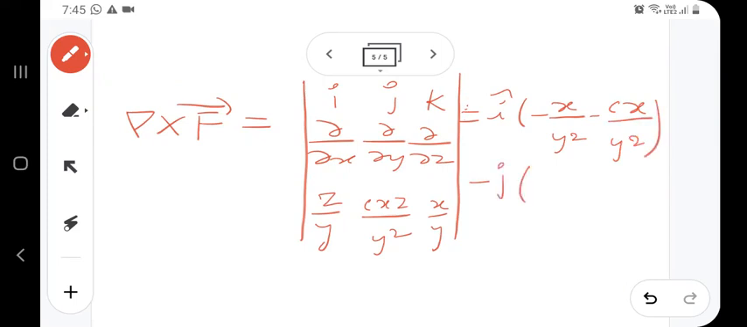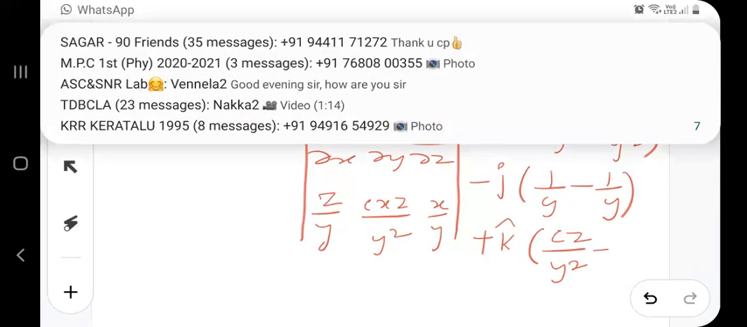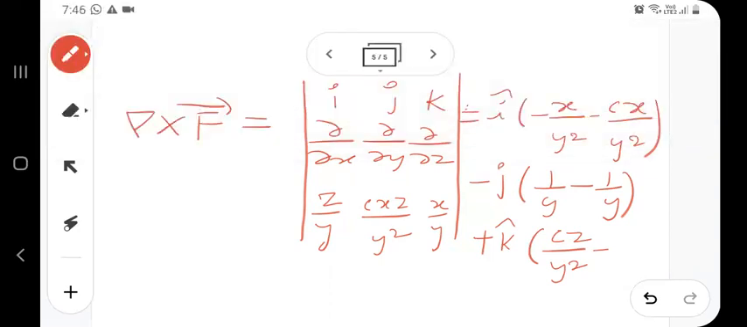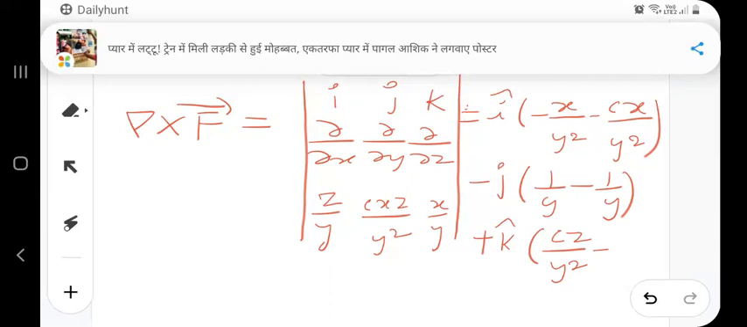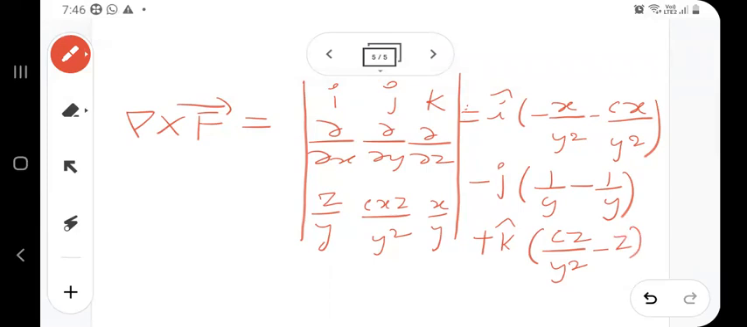Next, minus j into, neglecting the j column and row, dou by dou x of x by y, 1 by y, minus dou by dou z of z by y, 1 by y, plus k cap into, neglecting the k column and row, dou by dou x of c x z by y square will give c z by y square, minus dou by dou y of z by y. That must be equal to 0.